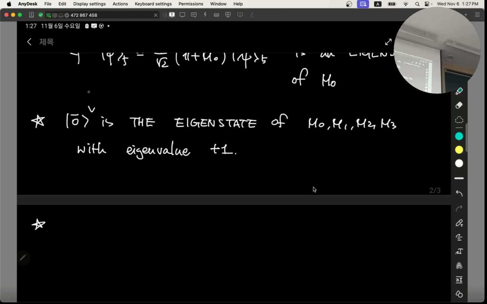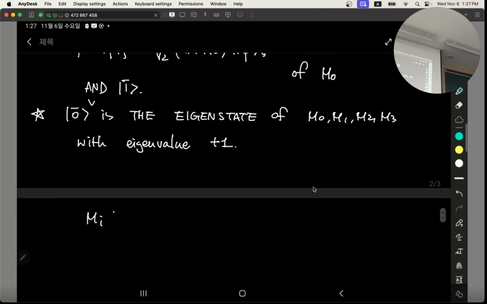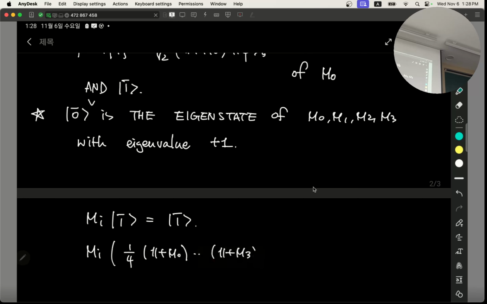So, 1 is also an eigenstate, right? What I want is for every mi, if I apply it to the logical 1, I want it to be 1. Let's try to find out why that is. So it's 1 over 4, (1 plus m0) through (1 plus m3), applied to 1, 1, 1, 1, 1, right?